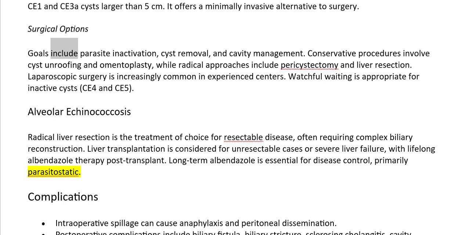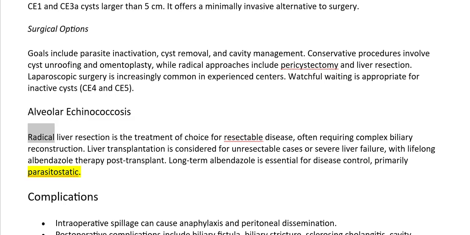Surgical options. Goals include parasite inactivation, cyst removal, and cavity management. Conservative procedures involve cyst unroofing and omentoplasty, while radical approaches include pericystectomy and liver resection. Laparoscopic surgery is increasingly common in experienced centers. Watchful waiting is appropriate for inactive cysts, CE4 and CE5.